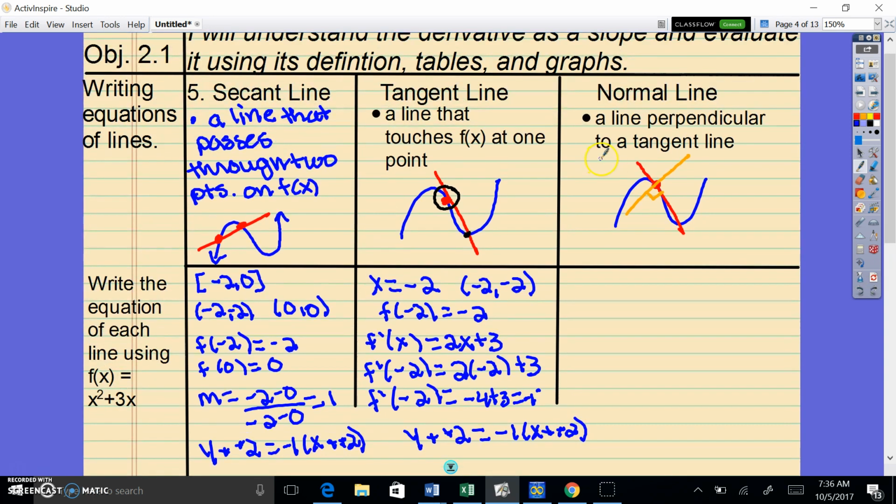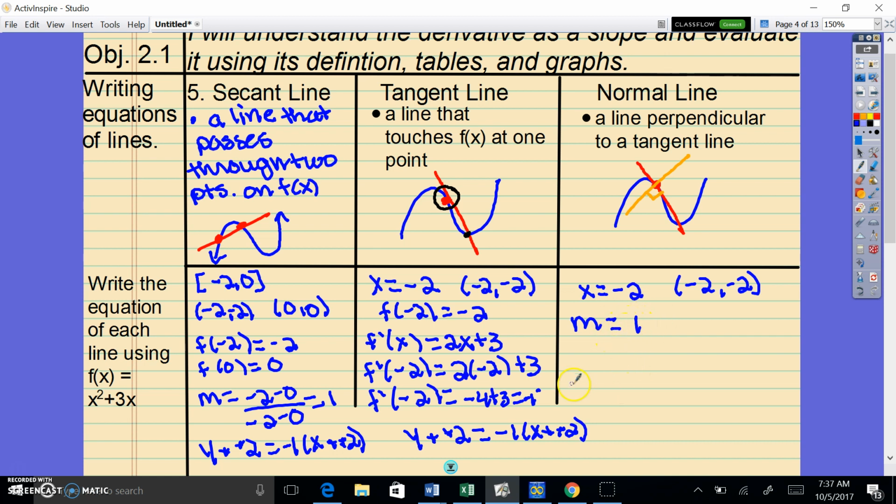Now, the last one is the normal line. And the normal line is perpendicular to the tangent line. Since we know the slope of the tangent line, let's go ahead and do the normal line at x equals negative 2. Since we know the slope of the tangent line is negative 1 at negative 2, we also know the point is negative 2, negative 2. We're going to find the slope of this line. The slope of the tangent line was negative 1. The slope of our line is going to be the opposite reciprocal. So the reciprocal of 1 is just 1, and the opposite of negative is positive. So our slope is 1.